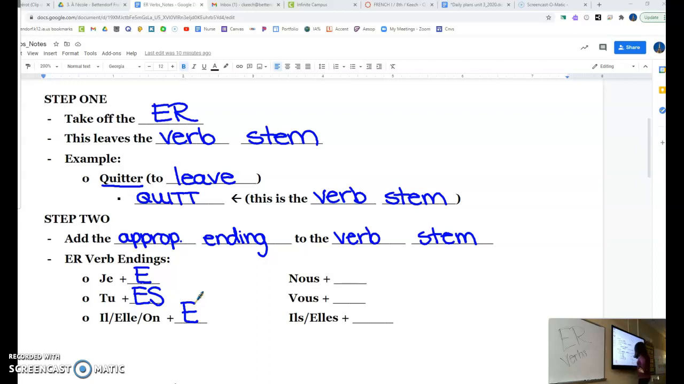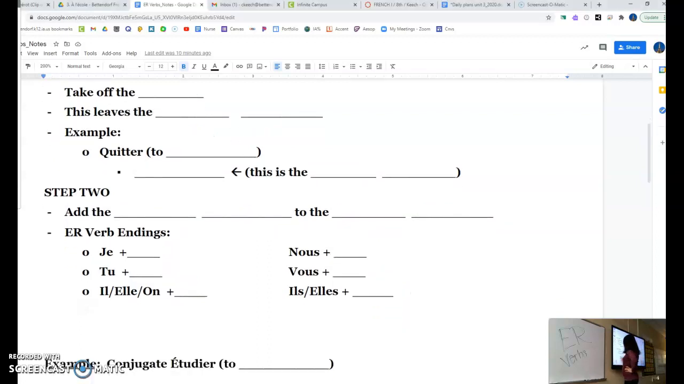That works too. For nous, we take the ER off and we add O and S. For vous, same pattern, but you add EZ. For ils or elles, plural, same pattern, but you add ENT. We are going to move on now.